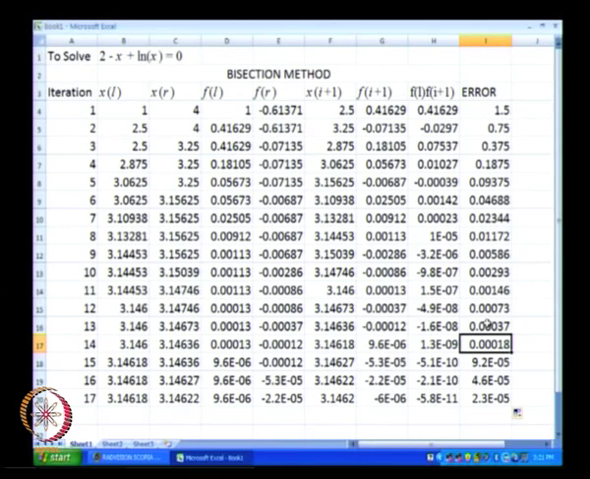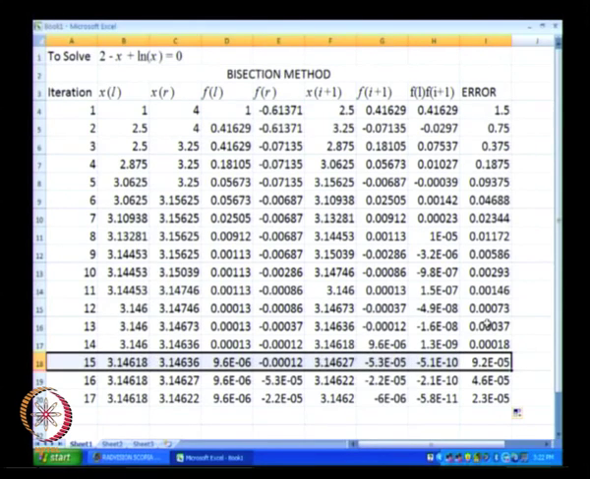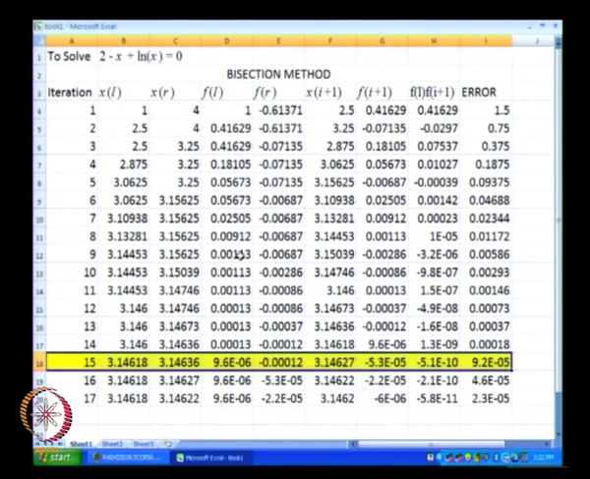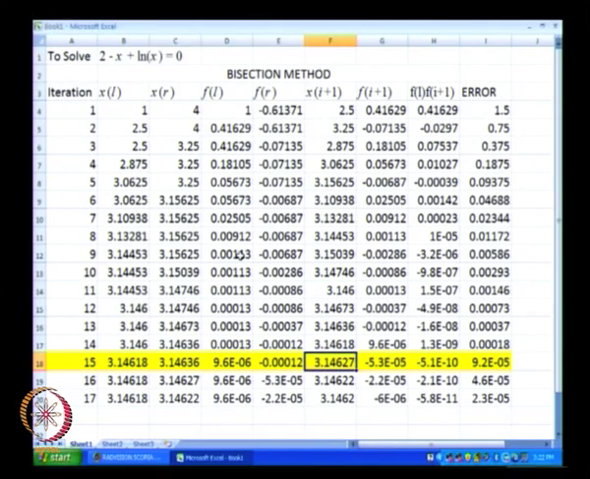This is 1.8 × 10 to the power minus 4, which is greater than 10 to the power minus 4, whereas this particular value is less than 10 to the power minus 4. So this is going to be essentially our approximate solution, okay. And so what we will do is we will just color this yellow. So our approximate solution is going to be 3.1463. That's the solution that we have gotten through this procedure, okay.